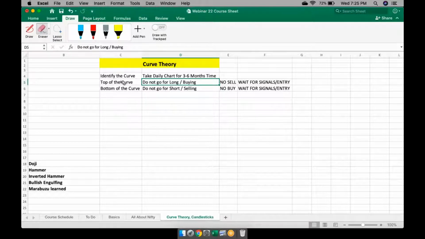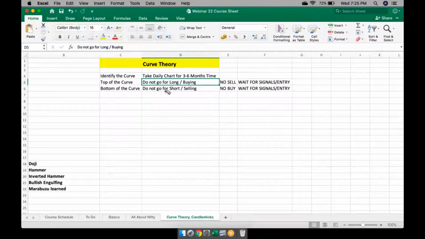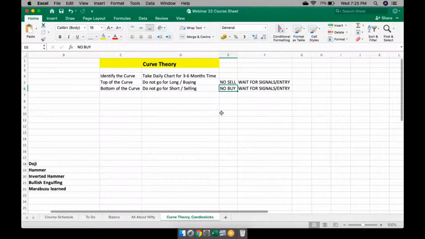At the bottom of the curve, do not go for short or selling. So that means, can I go for short selling at the top of the curve? No. Wait for a signal or entry. What is a signal or entry? We will be learning that in trade setup. At the bottom of the curve, do not go for short or selling. So can I go and buy? Don't buy, wait for signals or entry. Clear? So with this, I'm closing the curve theory.